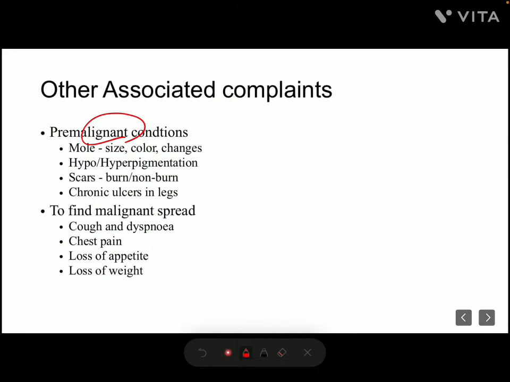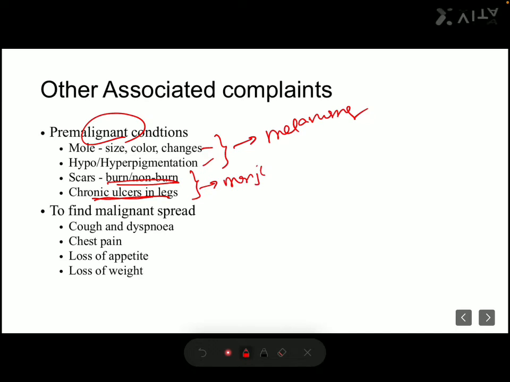Pre-malignant conditions like mole hyperpigmentation, which can later lead to melanoma, might be a malignant cause for the ulcer, so they're asked about and ruled out. Scars or burns, or maybe chronic ulcers in the legs, all might lead to Marjolin's ulcer.